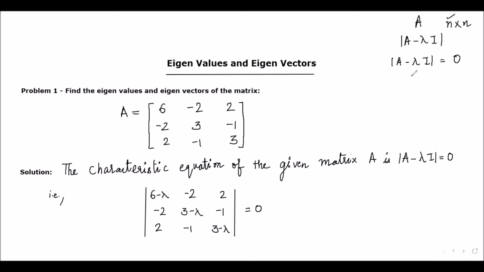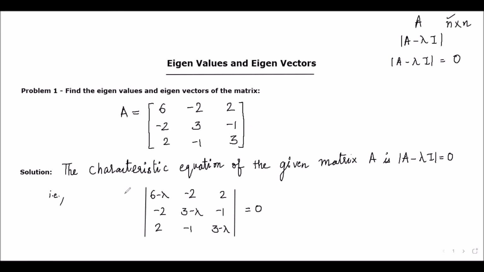So the number of eigenvalues which we will be getting will be n, because we will be having n roots. Here, in this particular example, the characteristic polynomial will be of degree 3, the characteristic equation will be of degree 3, and the roots, the eigenvalues which we'll be getting, will be 3 in number.